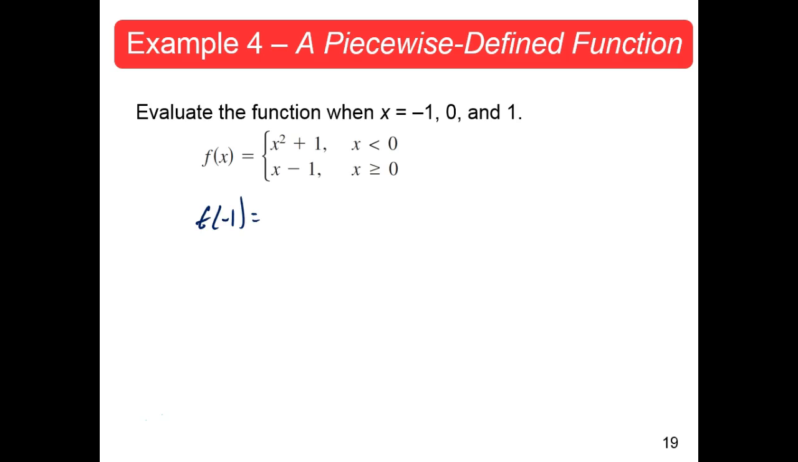Is it top or bottom? Top. So therefore we use this definition. Don't use this one. Use that. So what would you have? f of x would be, f of negative 1 would be negative 1 squared plus 1. And what's that? What's negative 1 squared? 1 plus 1. 2. Didn't know you'd be doing such high-level math today when you came in, did you?